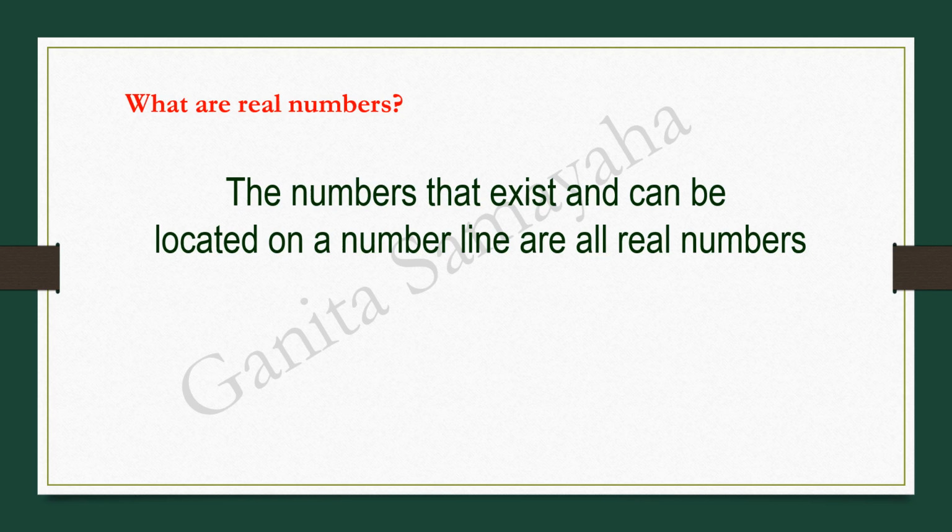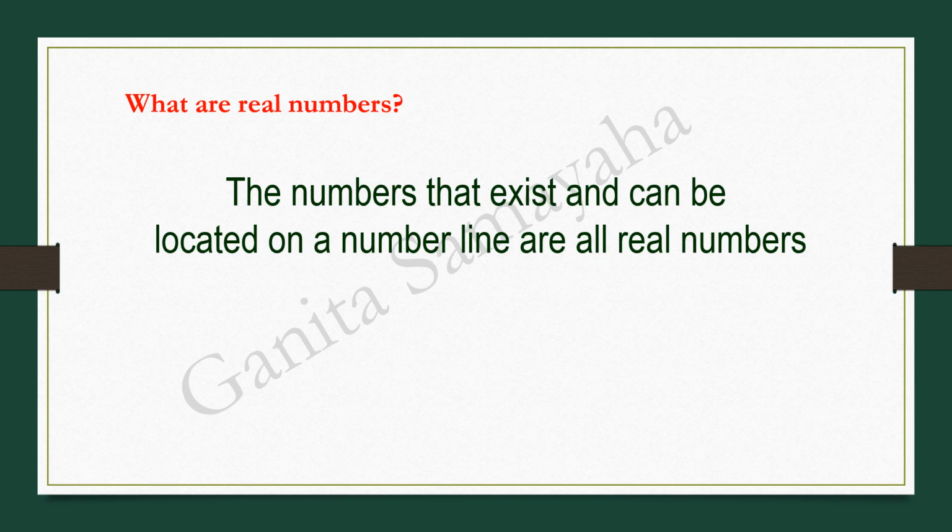Okay. Then what are real numbers, children? What do we mean by real numbers? Yes, numbers that are real are called real numbers. Fine. In what sense are they real? Yes, they must exist. And exist means what again? We must be able to locate them on a number line. So the numbers that exist and can be located on a number line are all real numbers.